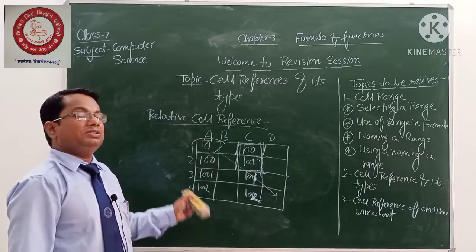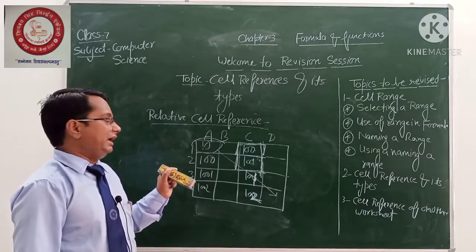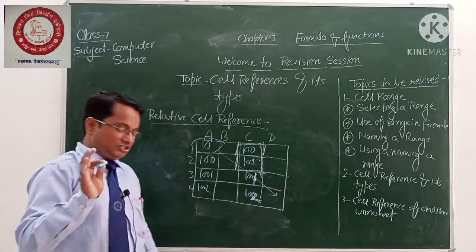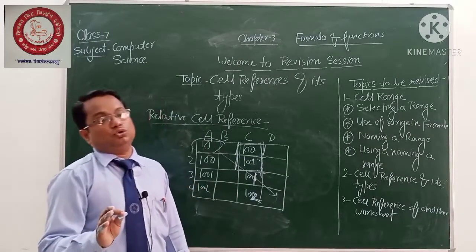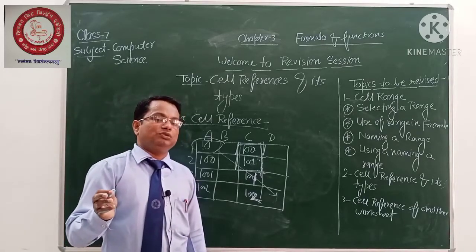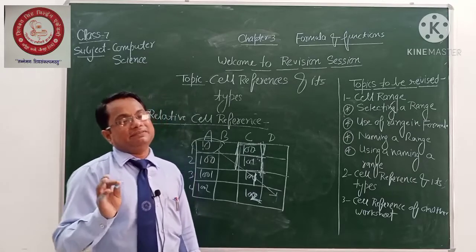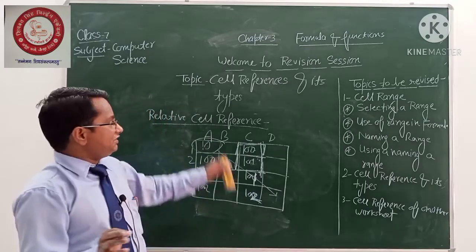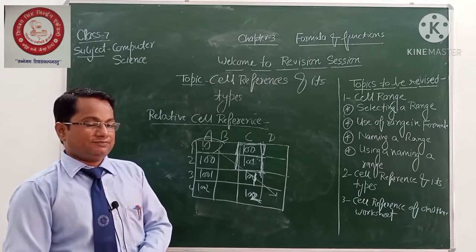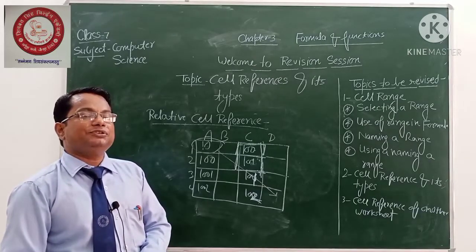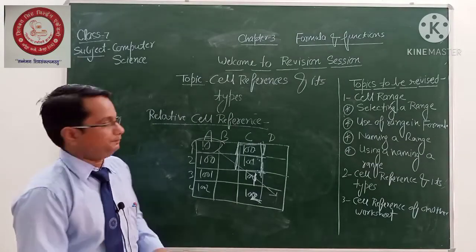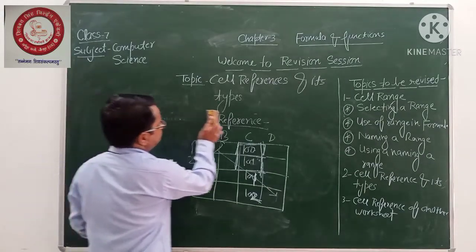But at that time, the addresses of the particular cell are going to change. So please remember, whenever we make a copy paste in a particular cell, the address definitely changes. And this is happening in relative cell reference. Right? Let me come to the absolute cell reference so that you can have a better understanding of the same. Let me erase the board here.